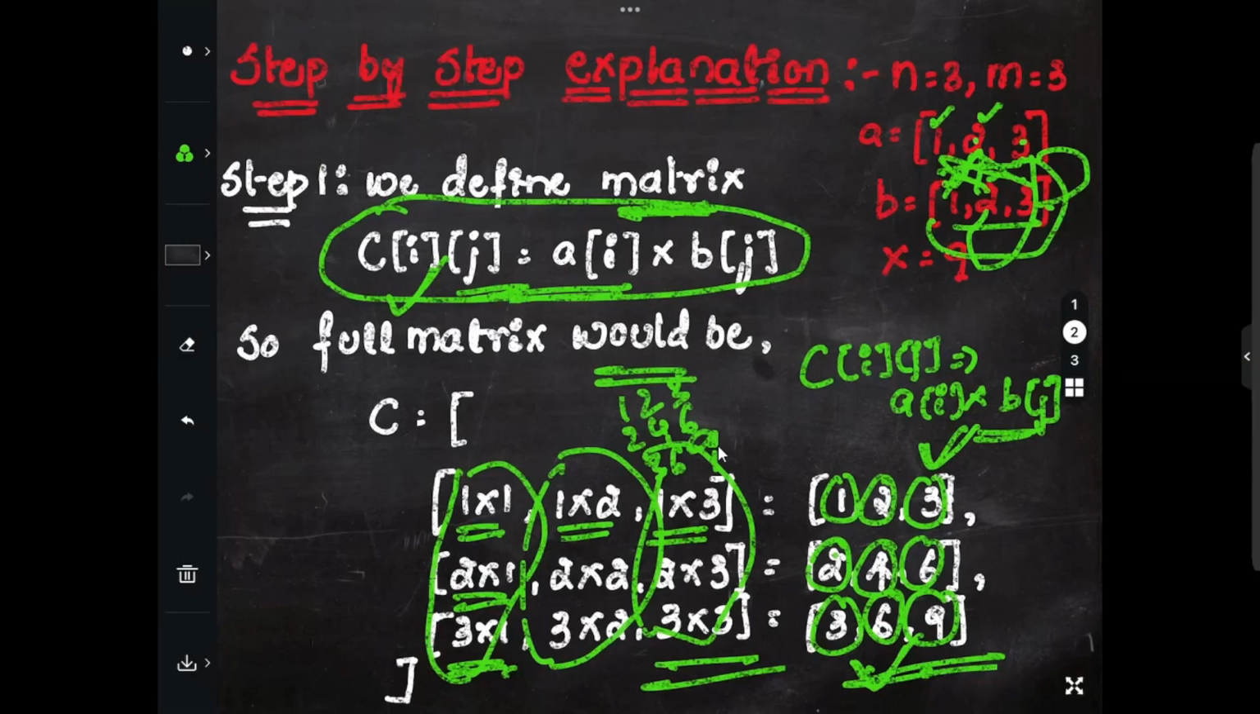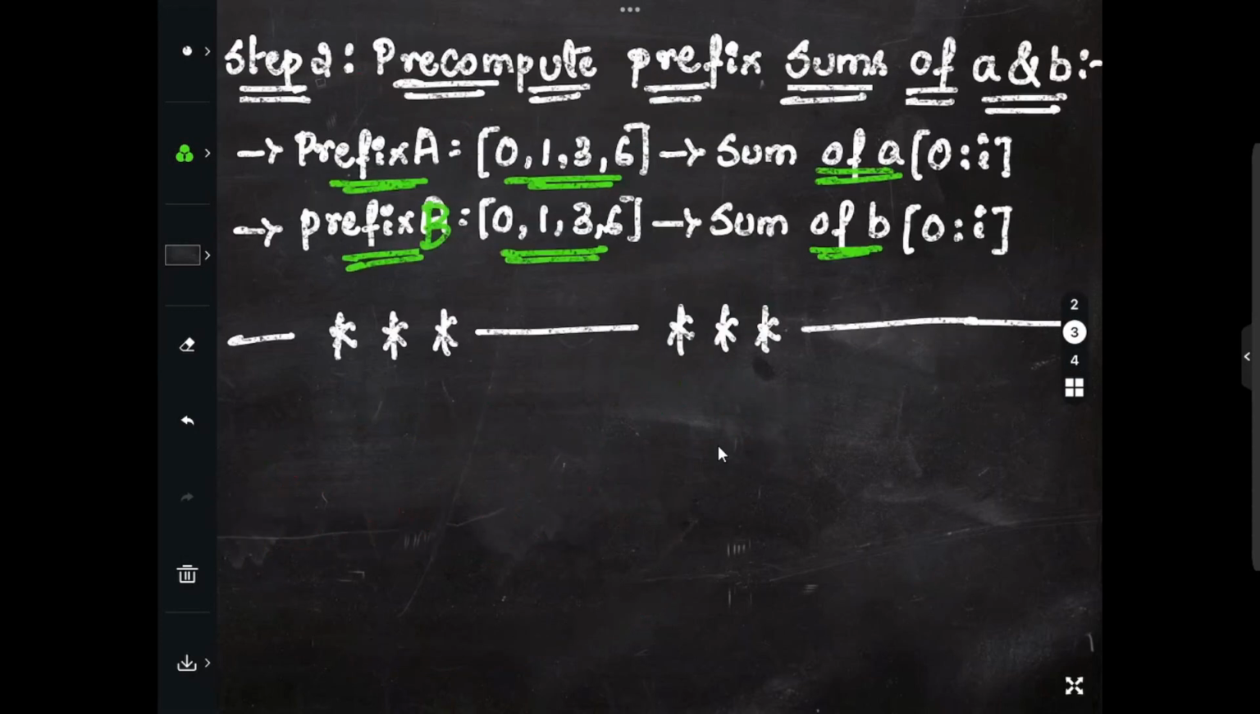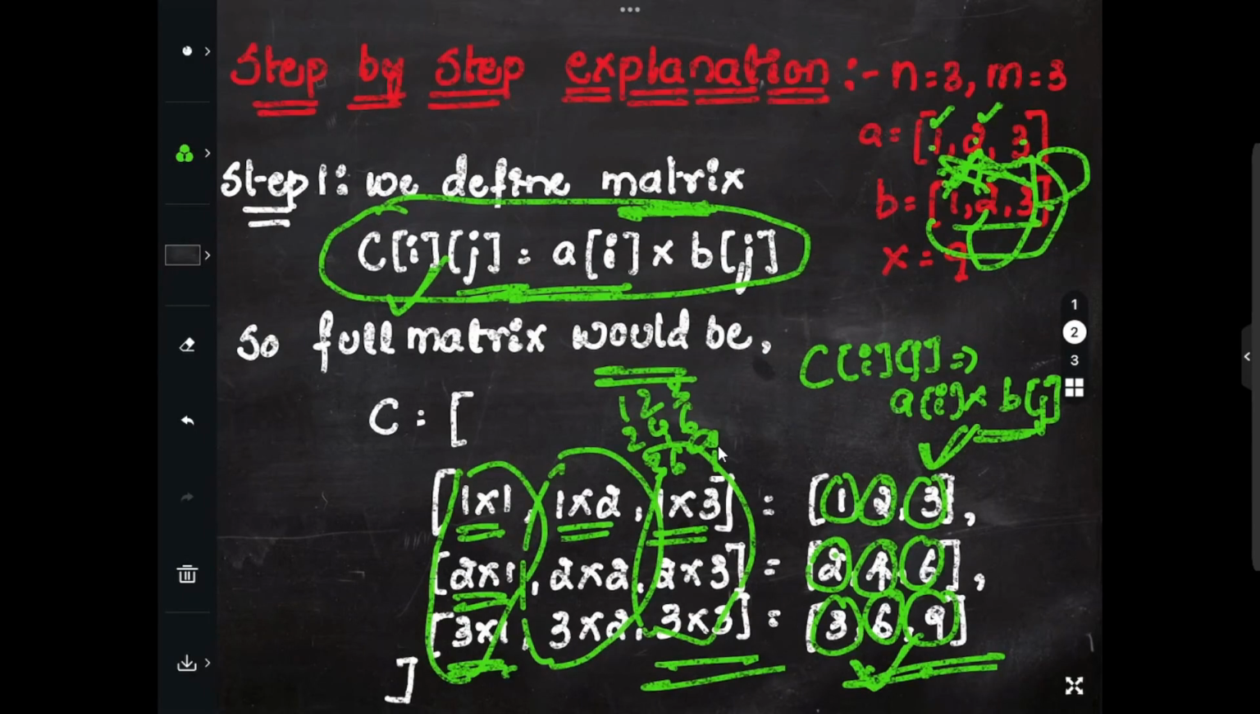Nothing but 3 2 1, and the same thing for this one as well. Pre-computing means initially it would be 0. Initially both would be 0. First we'll get 1 and 1, both have 1 here. Next we will sum up this one.